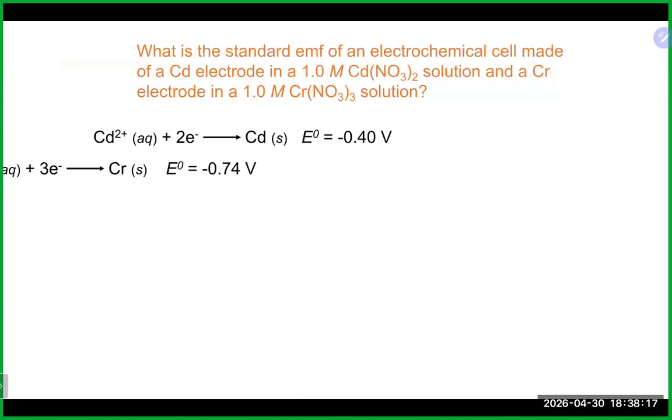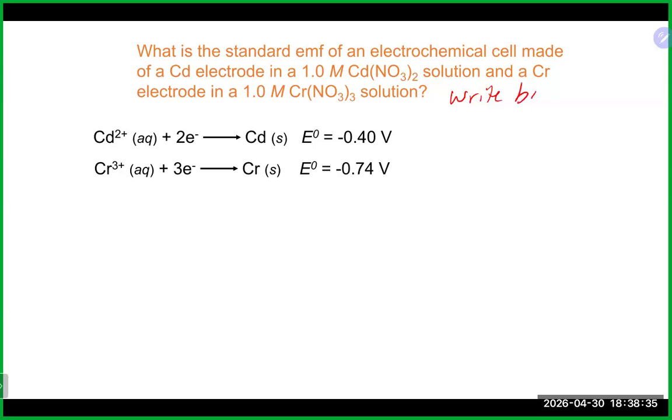All right, so why don't we try one here? What is the standard EMF of this cell made of cadmium with 1 molar cadmium nitrate and chromium electrode with 1 molar chromium nitrate, chromium 3 nitrate? Why don't you also write the balanced equation for this one as well? And obviously identify the anode and cathode.